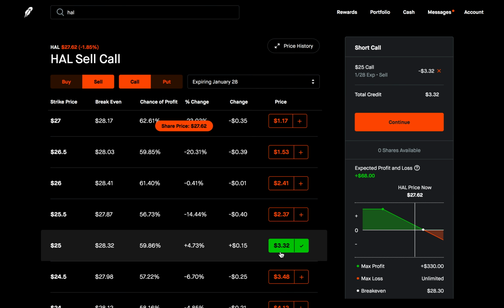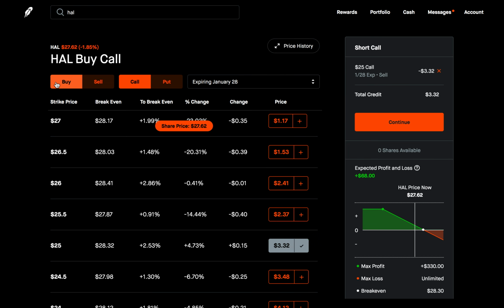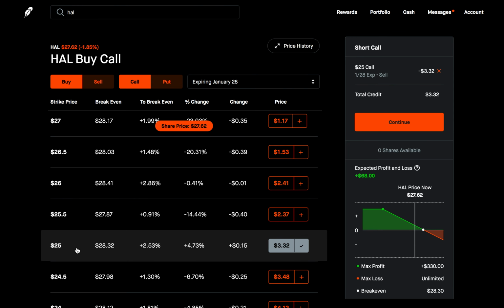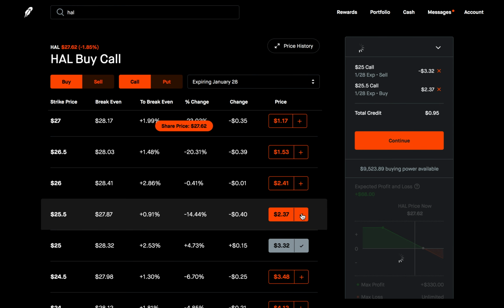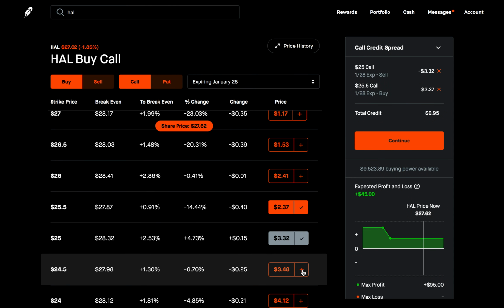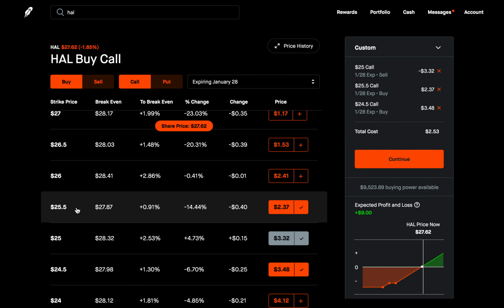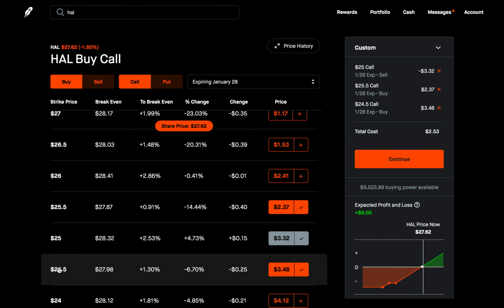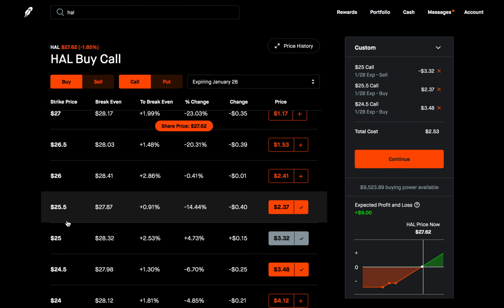And now, after I've done that, I'm going to switch back to buy. And I want to buy 1 call above and 1 call below. So I'm going to buy 1 call that's above the calls that I'm selling, right here. And I want to buy 1 call that's below the calls that I'm selling, right here. These calls that you buy need to have the same distance from the calls you're selling, right? So this is 0.5 away, this is 0.5 away.